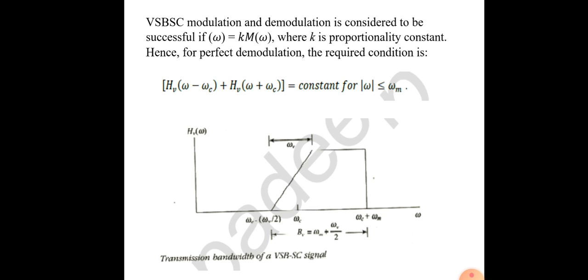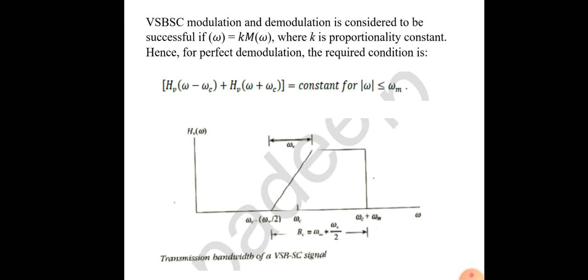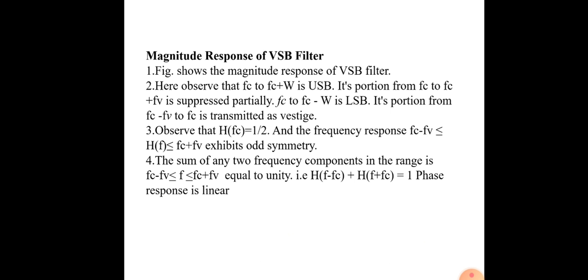So this is the graph between the transfer function H of omega and the frequency omega. And then the magnitude response of the VSB filter. Here also we are using the mathematical relation. The magnitude response of the VSB filter is for modulus of omega less than or equal to omega m. That will be shown in this session.